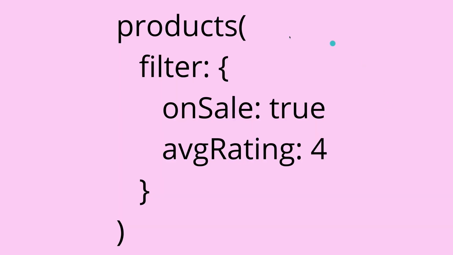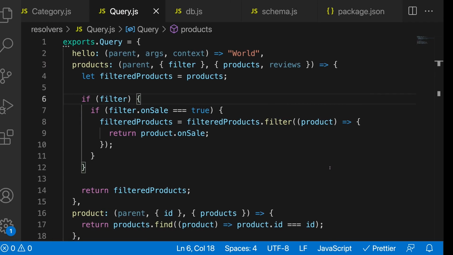Now the way that we're going to do it is inside of the filter, we're going to add this average rating property over here, and it's going to be an integer. So over here we supplied it with 4. In this case, we're going to get all of the products with ratings greater than or equal to 4. So you know what? Let's just get right into it.